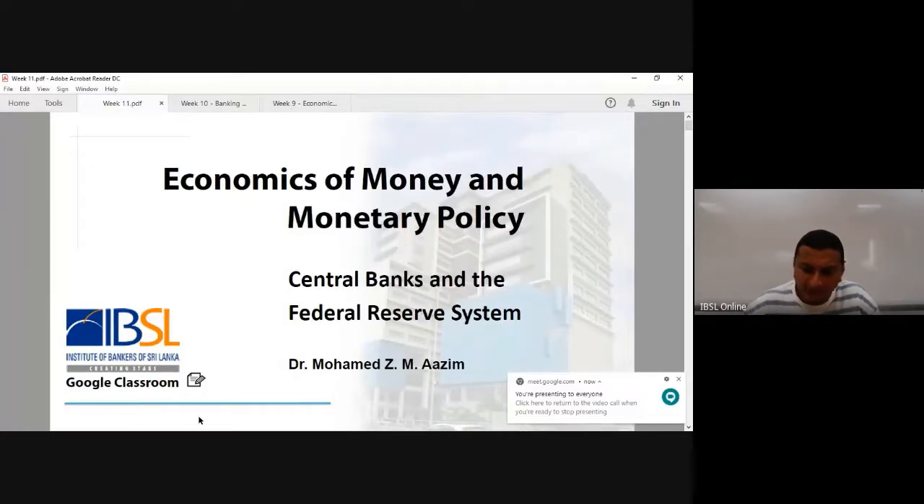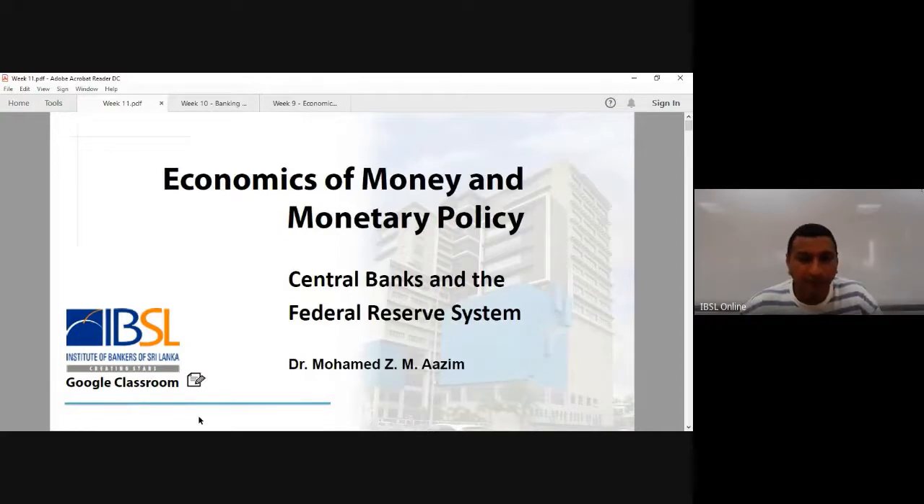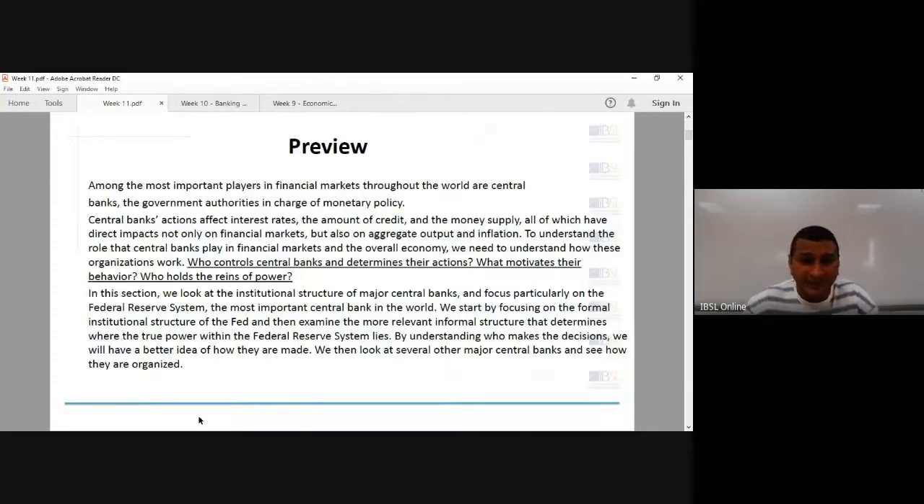the major role these central banks play in shaping the economies in line with their mandates, the legislative powers that they have been empowered through legislations to deliver, to bring in orderly economic conditions in those economies. But what you have to see here is, as I already said, among the most important players in financial markets throughout the world, it is the central bank.